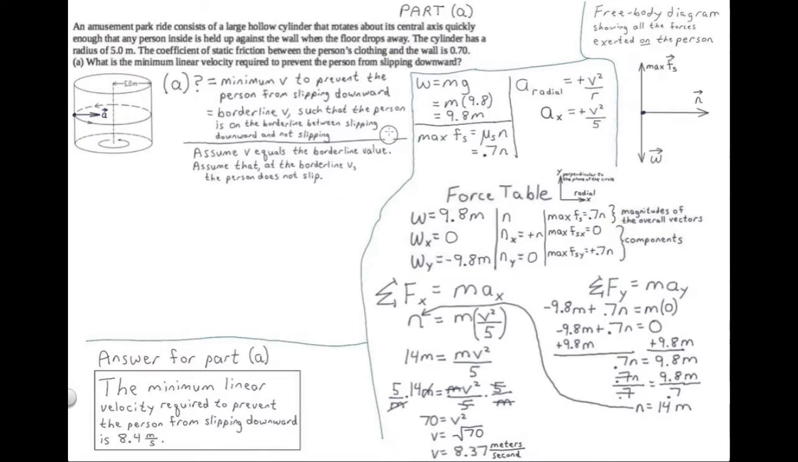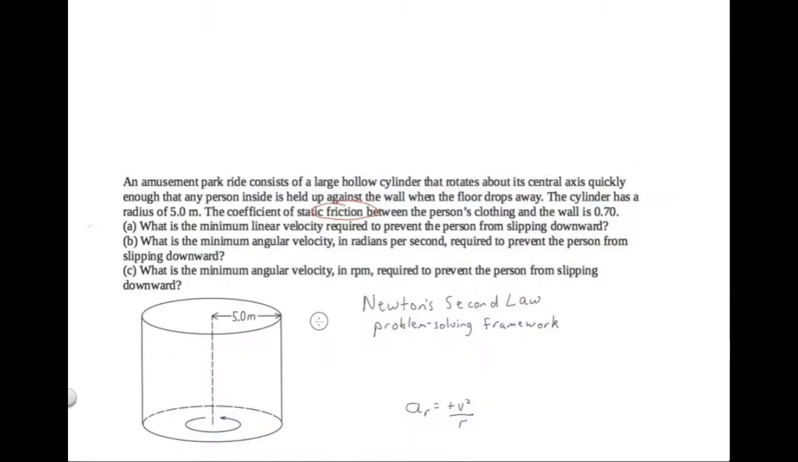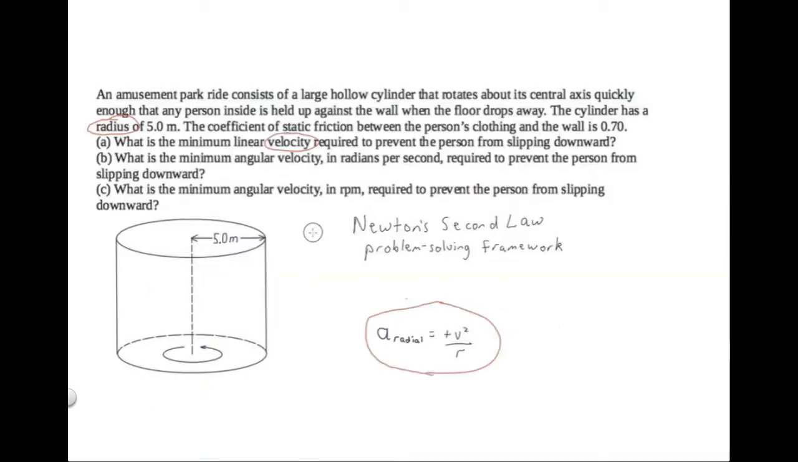Here's a summary of the solution for part A of the problem. Let's work through this solution step by step. The problem mentions the concept of friction, which is a force which can be substituted into the Newton's second law equations. And the problem also mentions the concepts of radius and velocity, which can be substituted into the formula for the radial component of the acceleration, which can be substituted into the Newton's second law equations. So we plan to use the Newton's second law problem-solving framework to solve this circular motion problem.